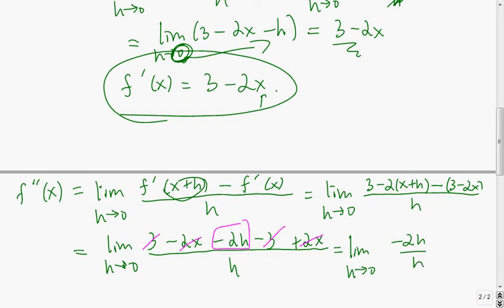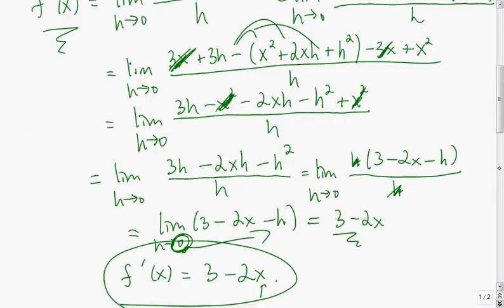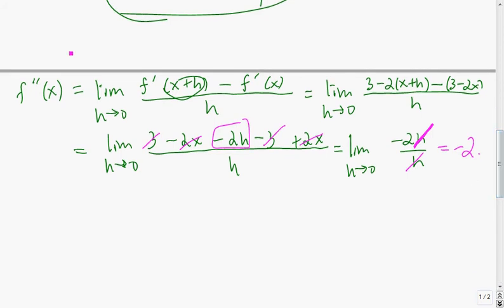The h's cancel, and so therefore we get the limit as h goes to 0 of negative 2, which is just negative 2. So what we just found is that f double prime of x is equal to negative 2.